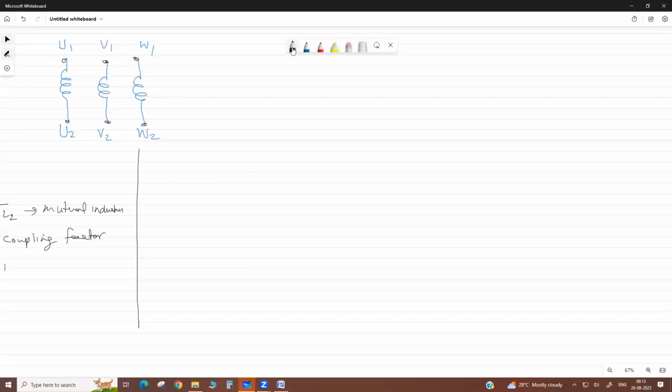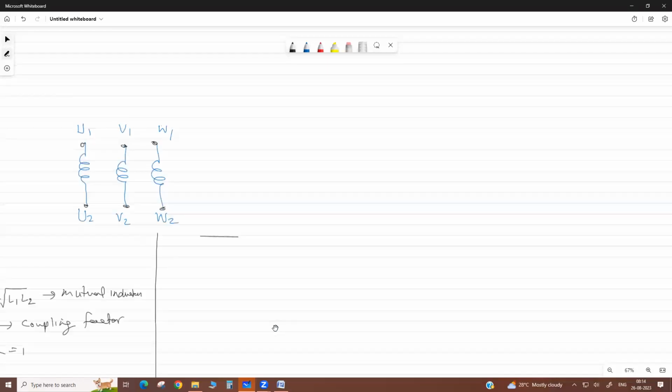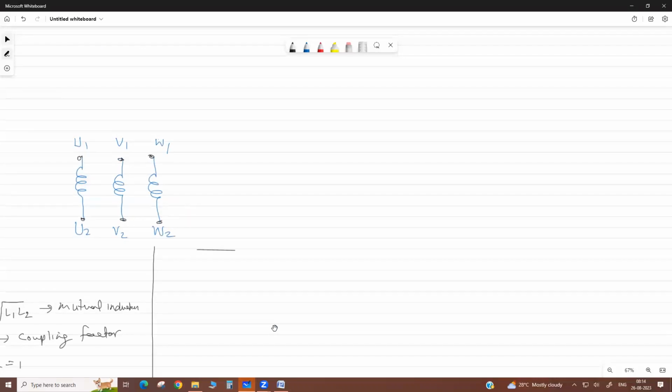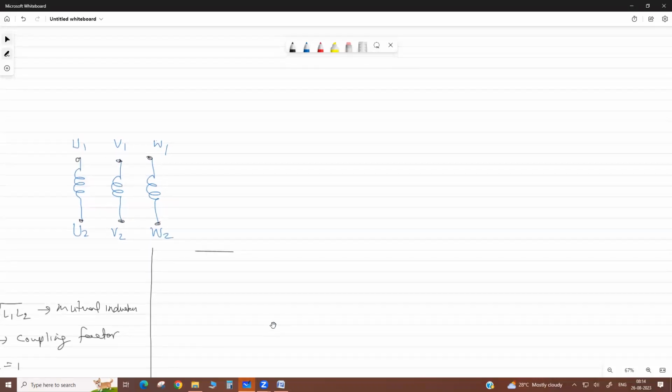But in a capacitor... Sir, in an inductor, if the dot of one has current going in and the other has current going out, then only the 2M is minus, na? Yes.